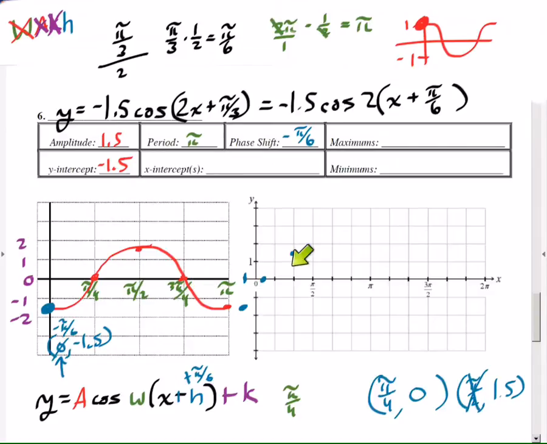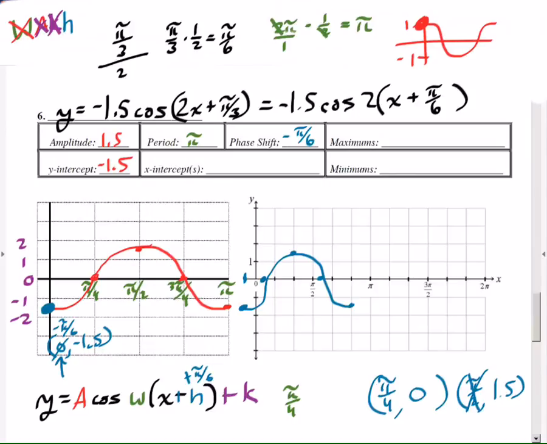3 pi over 4 would be between these points right here. Wait, sorry. Right, this point and this point, it'd be between those. So if this is pi over 4, I shift over 1. That means that's where that point goes. And then my last point is at pi. And so I shift over 1, and that's where the minimum goes. And so I have my first period for this graph.